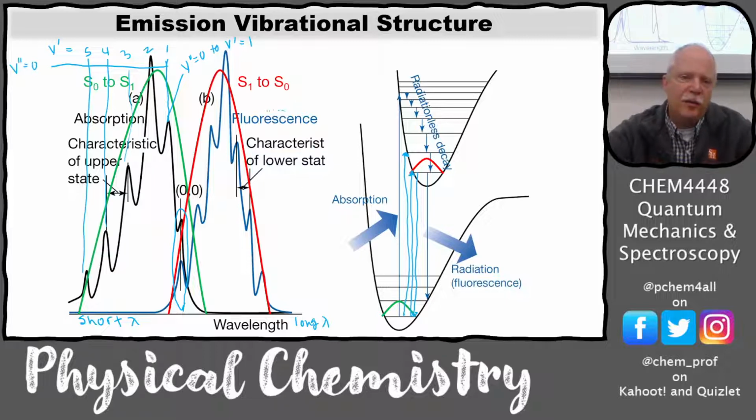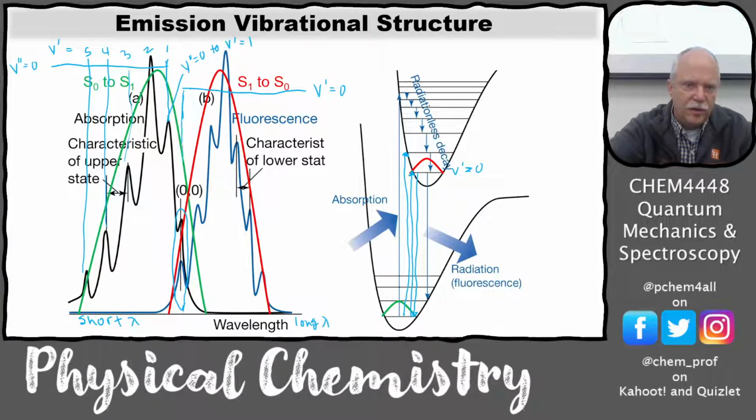We could label the same over here. So this would be V prime equals 0. So we've done radiationless decay, and now we're here at V prime equals 0. And it's dropping down to the various levels in the V double prime region. And so then this might be, well, this one is 0 here. I'll put 0.